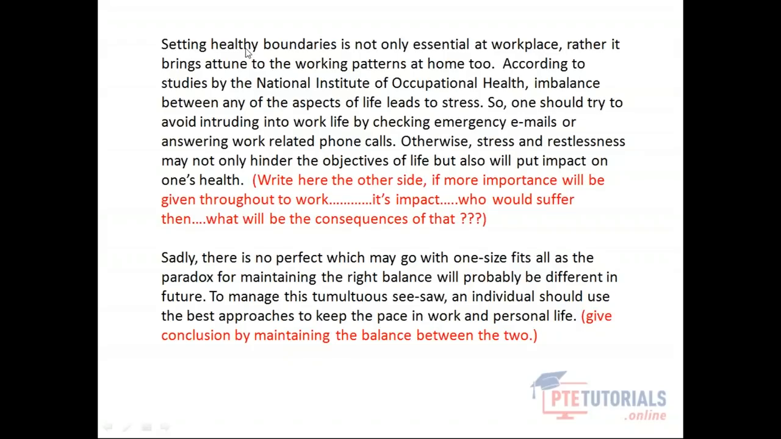Let's check it. Setting healthy boundaries is not only essential at workplace. Rather, it brings a tune to the working patterns at home too. According to studies by the National Institute of Occupational Health, as I said, explanation. That's why I have taken here the name of one health institute. By the National Institute of Occupational Health, imbalance between any of the aspects of life leads to stress. Definitely, if out of these two, your workplace or your family, your home, in any place you are suffering stress, nothing would go straight.